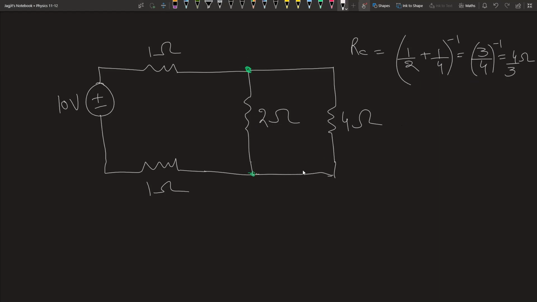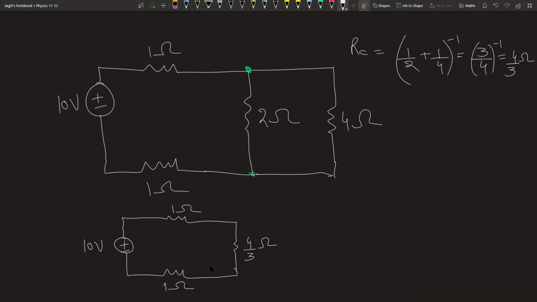Now, to simplify your calculations, you can redraw the circuit. This is 10 volts. It goes through this, which is 1 ohm. And rather than drawing these two, I can just draw one resistor, which is a combined resistor of 4/3 ohms, because it represents the combined resistance for these two. And then we have 1 ohm.